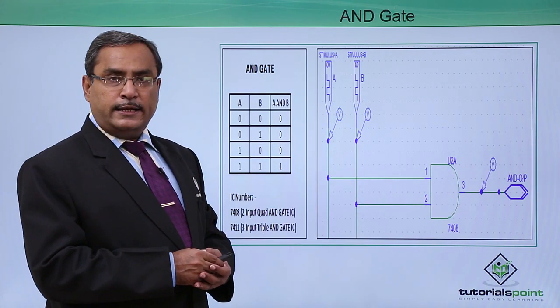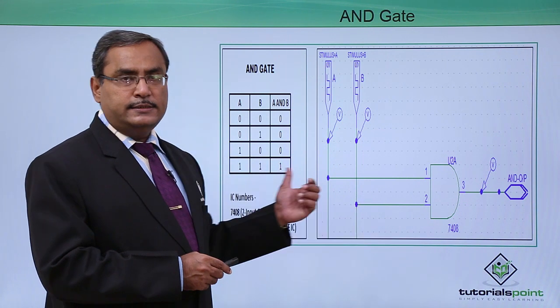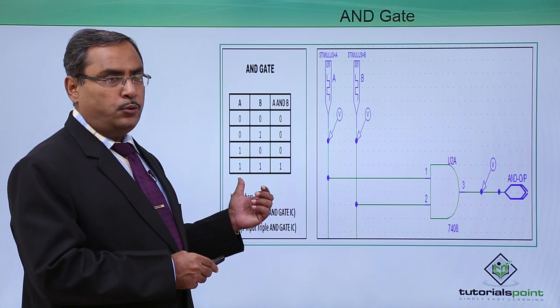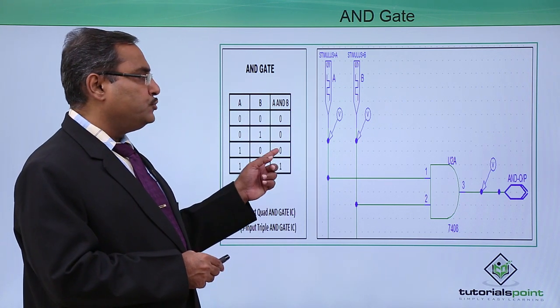Let us go for the AND gate. So here the IC number is 7408, and this is the respective truth table for the AND gate. We know that when all inputs are 1, then the output will be 1, otherwise the output will be 0.